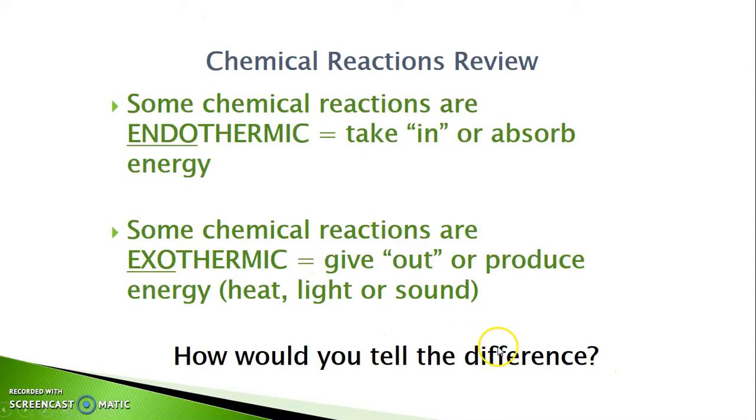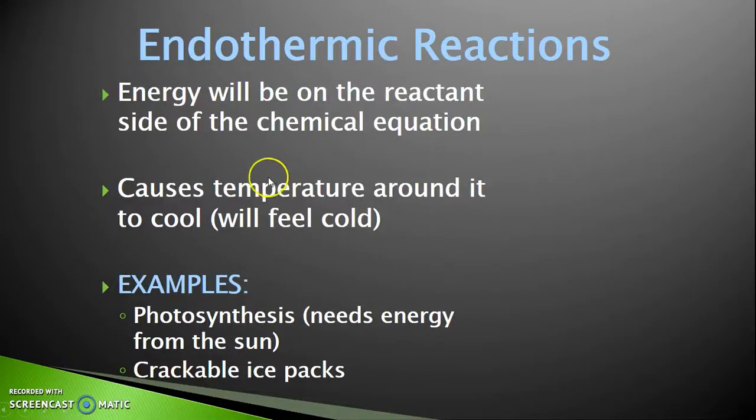Okay. So real quick, let's review. Some chemical reactions are endothermic, which means they take in or absorb energy. Some chemical reactions are exothermic, which means they give out or produce energy. Heat, light, sound. That would be exothermic. So how can you tell a difference? Energy will be on the reactant side of the chemical equation if it's endothermic. Causes temperature around it to cool.